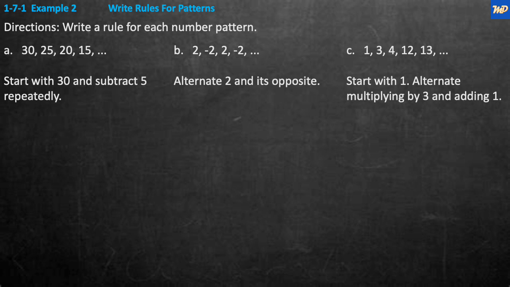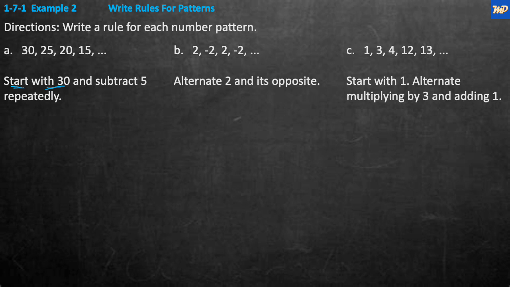So 30, 25, 20, 15, what's the rule? Well, the rule here says that we start at 30 and subtract 5 repeatedly. Sounds pretty good. Next one would be what? 10 after this. 15, 10, 5, 0. Okay. B, write the rule for each pattern.